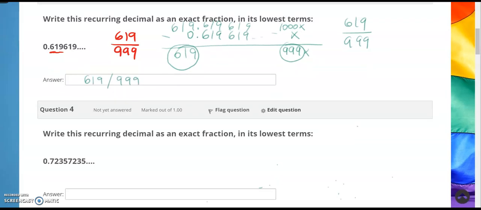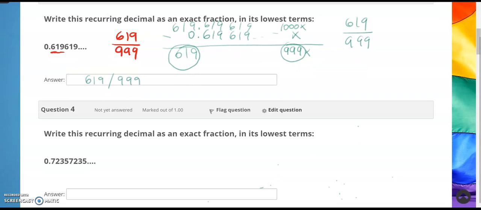Looking at question number 4, we've got 4 digits repeating themselves, so we've got 7, 2, 3, and 5. So the short way to do it is 7235 out of 9999. So the number of digits matches.